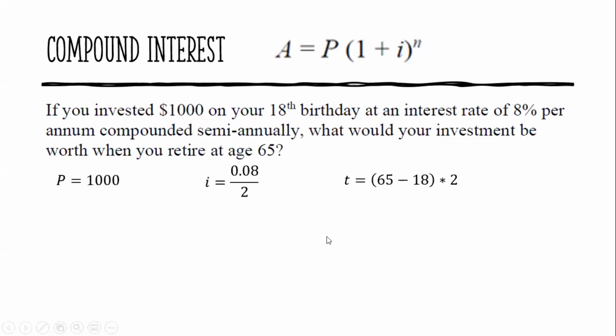So here's my last question. $1,000. Think about this. You put $1,000 in the bank when you're 18. You come back when you're 65. The bank has been paying you 8% all along.